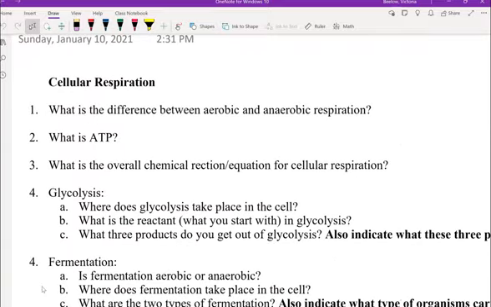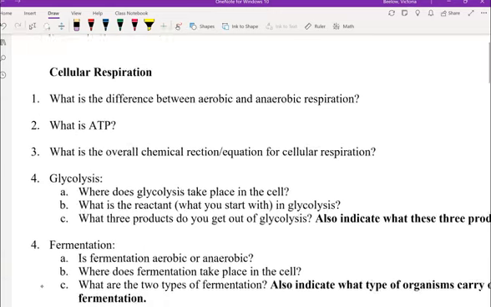What is the difference between aerobic and anaerobic respiration? Remember, aerobic requires oxygen, while anaerobic does not require or use oxygen. So aerobic uses oxygen, anaerobic doesn't use oxygen.